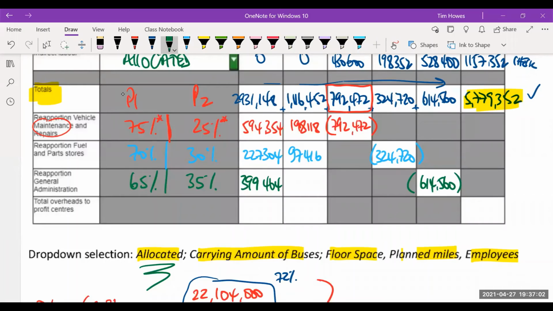And then 35% of the 614,560. We dish that beast out. And again, 215,096, I'm seeing. I concur with that answer indeed.